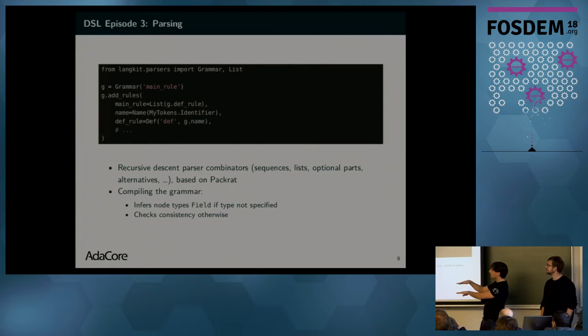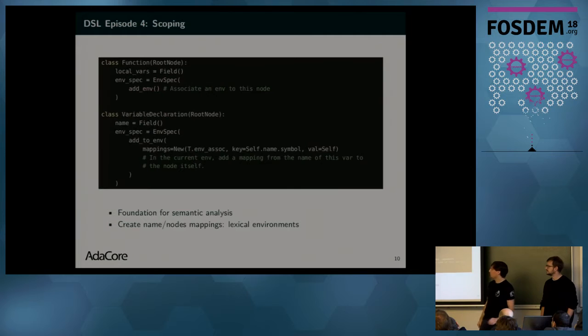Okay, so now we have the bottom layer of your frontend. You have lexing, parsing, and the next step is semantic analysis. Semantic analysis is the part that will answer questions such as, okay, what is this identifier referring to? What is the type of this expression, and so on. The basis for that is what's called in the literature scoping, or lexical environments.